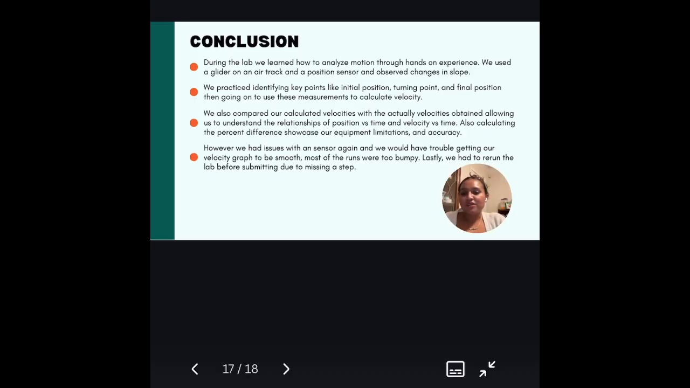In this lab, we learned how to analyze motion through hands-on experience by creating position versus time graphs. We also took a look at velocity versus time graphs. We used a glider on an air track, a position sensor, and observed changes in slope to demonstrate this motion. From there, we also identified key points like initial position, turning point, and final position, and we used that to calculate velocity. We also compared it to the actual values we got from the program, and we calculated the percent differences, which indicated how accurate we were and our equipment limitations.